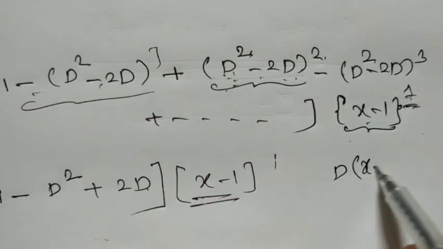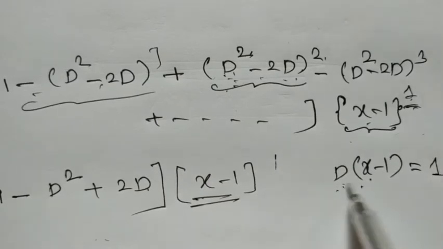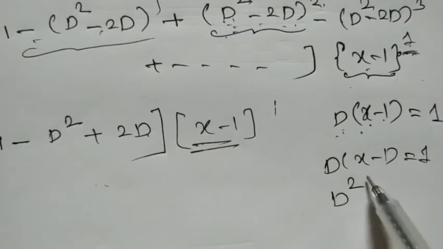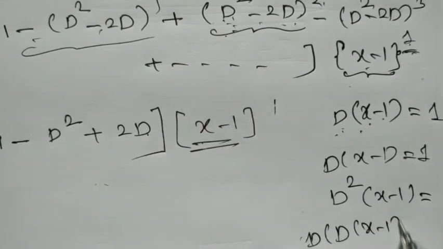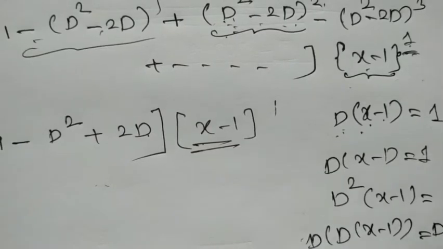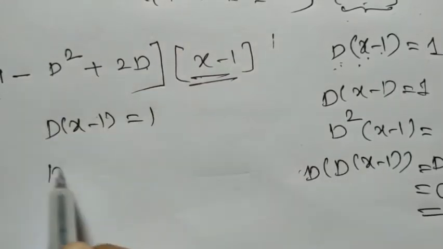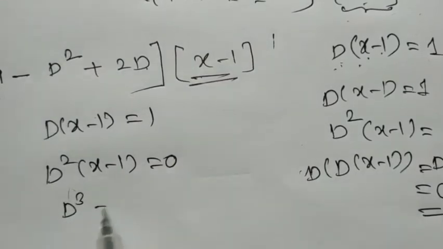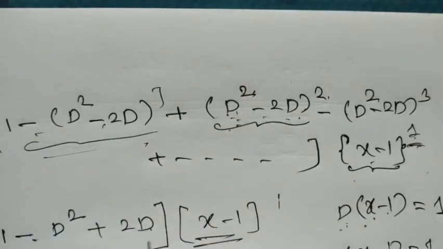So here d of (x minus 1) is nothing but d of x, differentiation of x is 1 and differentiation of 1 is 0. So d of (x minus 1) equal to 1. Again differentiate, that is d square. So d square of (x minus 1) is nothing but d of 1, and d of 1 equal to 0. So d of (x minus 1) equal to 1 and d square of (x minus 1) equal to 0. Next d cube also 0 and d power 4 also 0. So I am taking here only the first term of this equation.